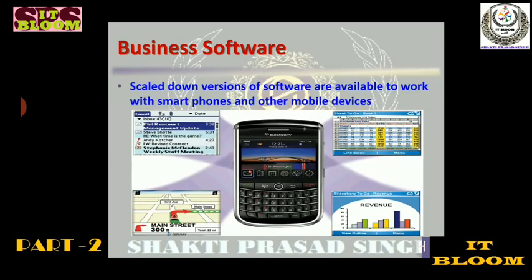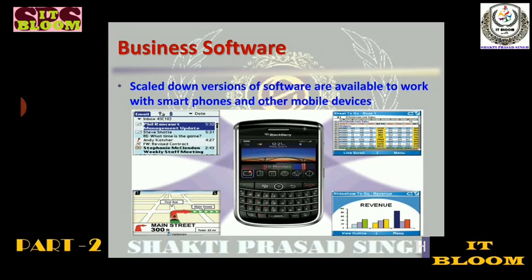The next thing is that scaled down versions of software are available to work with smartphones and other mobile devices. A small version of the software which is used for smooth functioning in mobile based programs is called a scaled down version of software, used in mobile devices or smartphones.